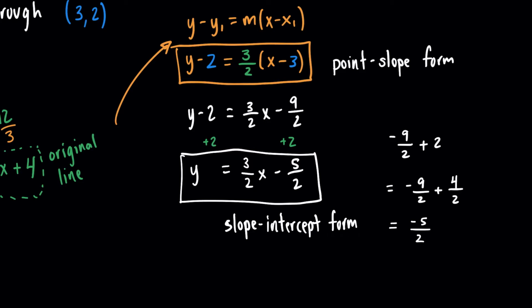A little box over here just to separate that. Okay, so either one of these forms is acceptable in my book. Some people like slope-intercept form, but there you go.